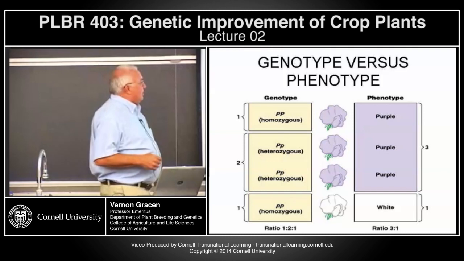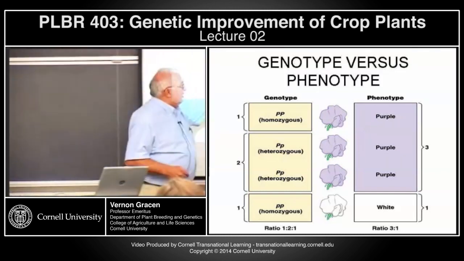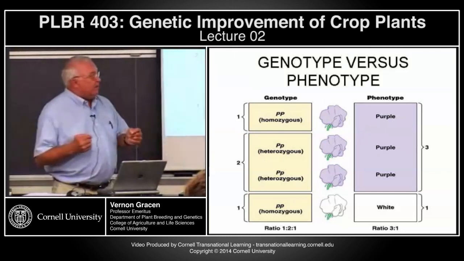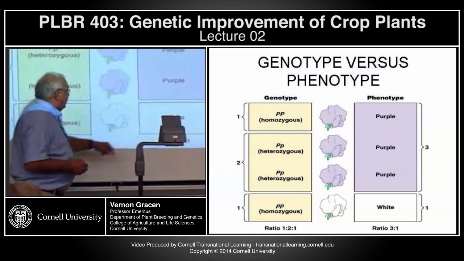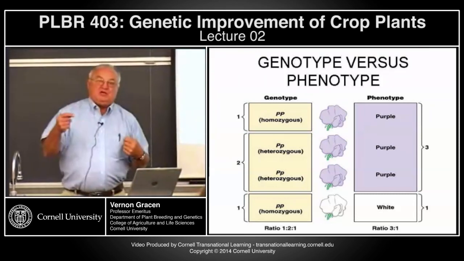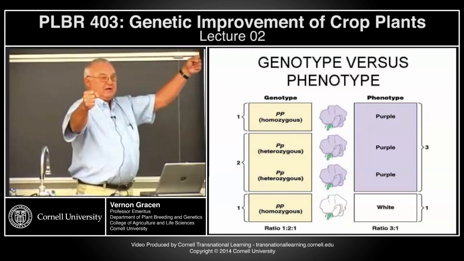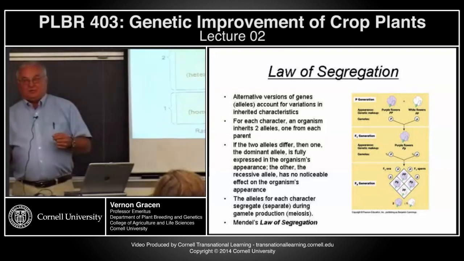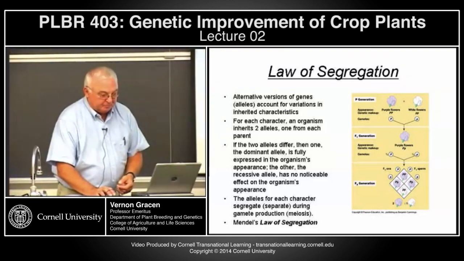That in fact the genotype of an individual differs somewhat from the phenotype, and that in this phenotype with 3 purple and 1 white, you actually could have 3 different genotypes: pure purple, pure white, or plants that were apparent mixtures, but whose phenotype was the same as the purple parent.